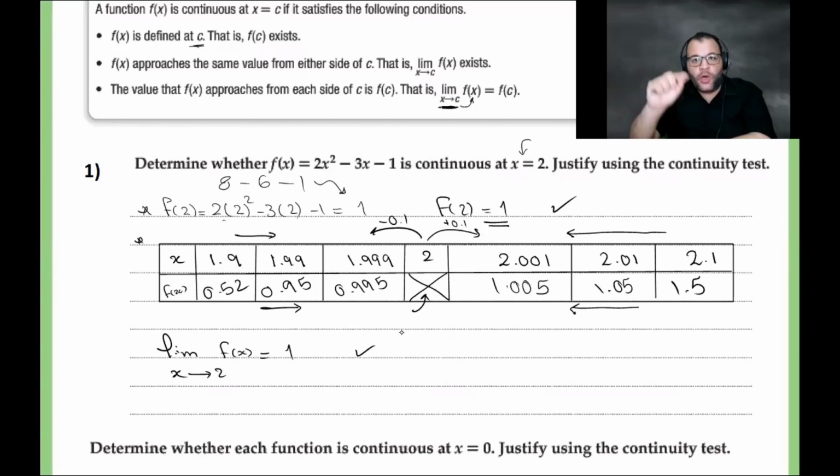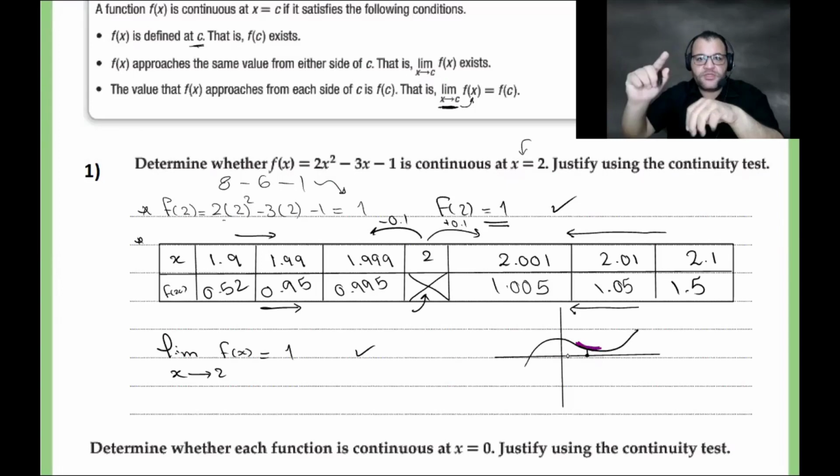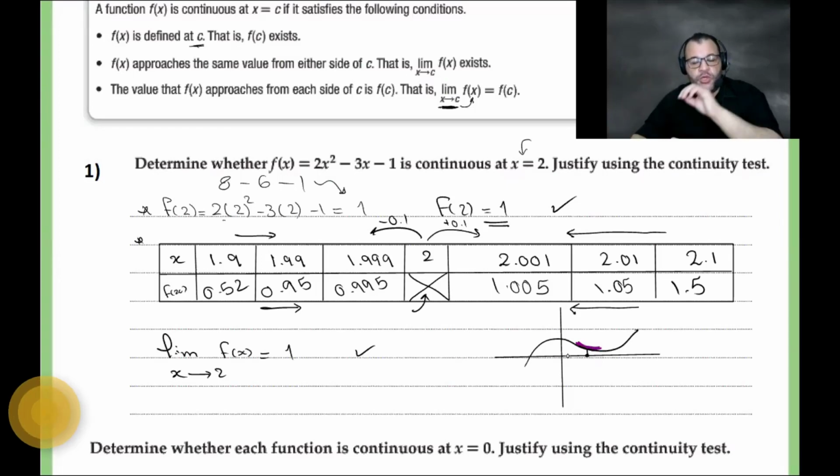It means when you want to graph this function, if you compare around 2, you will find that there are no gaps. It means the graph is continuous. There are no gaps around 2. You understand what is the meaning of continuous at 2? There are no gaps around 2. We got the idea for this one?